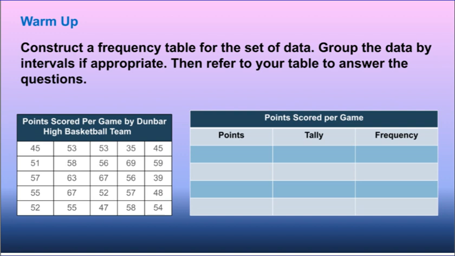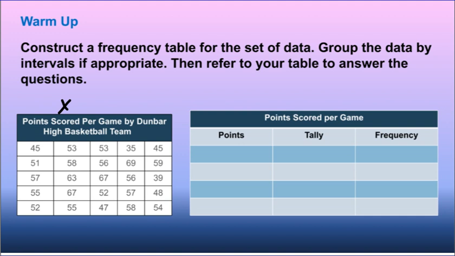What you see here is just a frequency table divided into three categories. Let's warm up. So the three categories are points, tally, and then the frequency. On the left-hand side are the points scored per game by the Dunbar High School basketball team. You can put all those boxes together, and that gives you all the points that they scored per game. And you could put those into a table on the right-hand side and tally how many times they got that number.